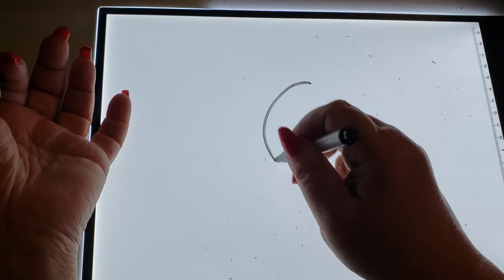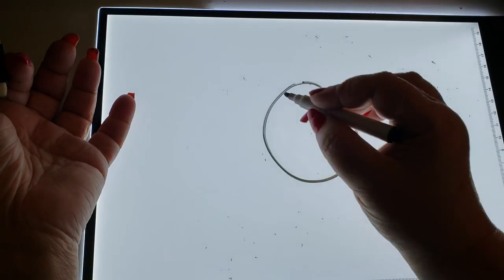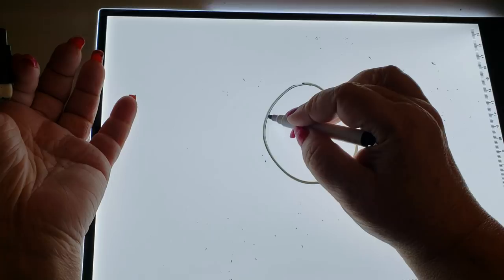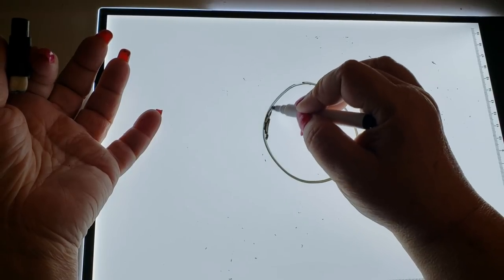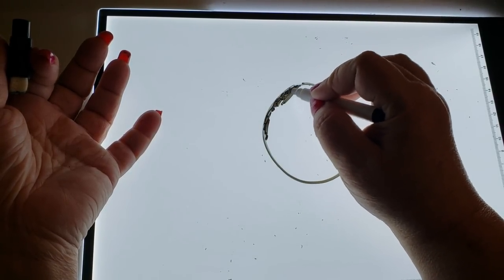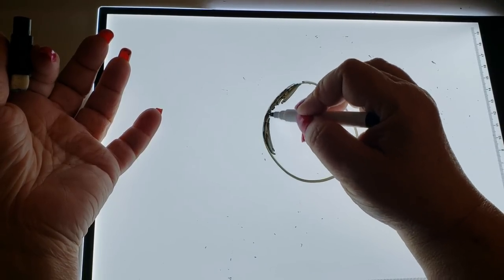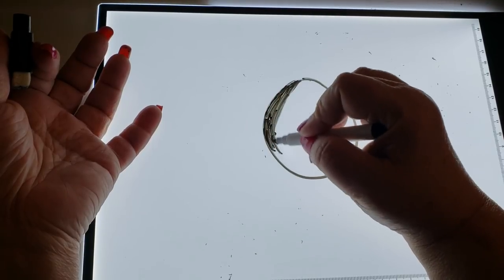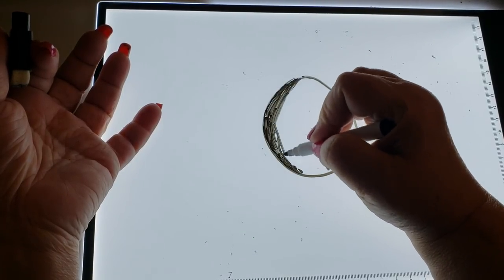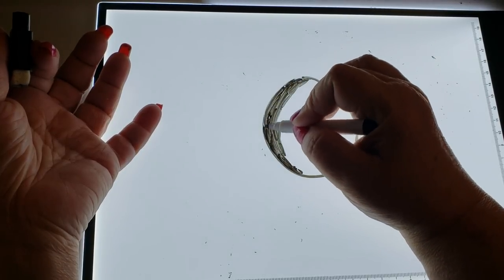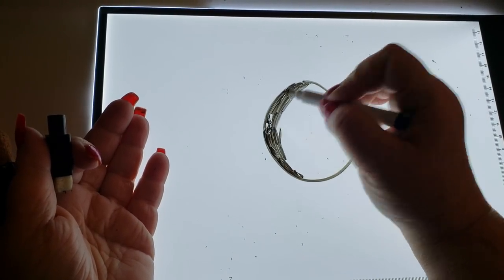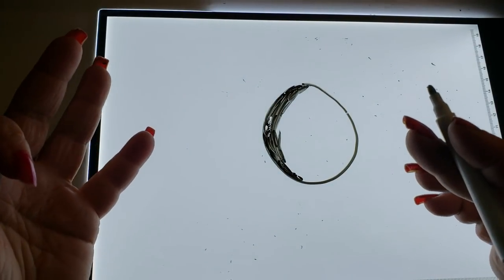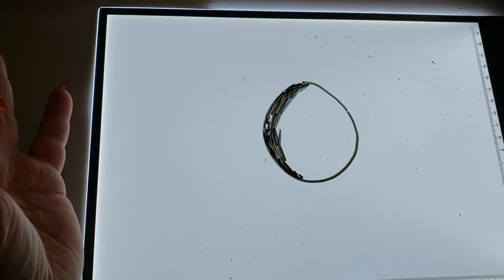So you have an object, and say it's the moon. The best way to do the moon, and the most natural way to do a moon in the sky, is not to have that line. Make that line disappear. So you could see here, having no line there will meld, well, sort of, it'll meld the color into the background in a softer way.